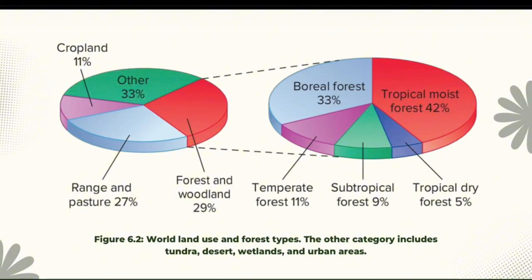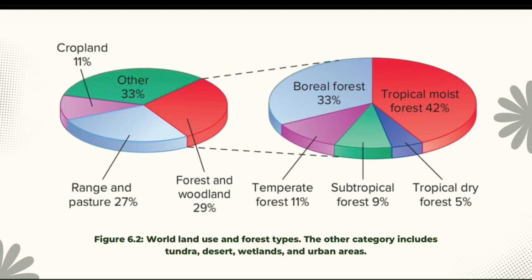Then, the right pie chart shows the different types of those forests. Tropical moist forest is the largest part at 42%. Next is boreal forest, also at 33%. Then temperate forest is 11%. Subtropical forest is 9%. And tropical dry forest is the smallest part at only 5%. This explains that tropical moist forests and boreal forests make up most of the world's forest areas.